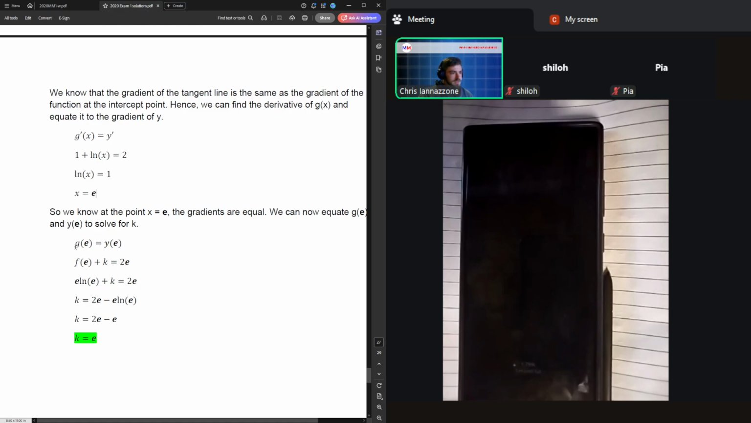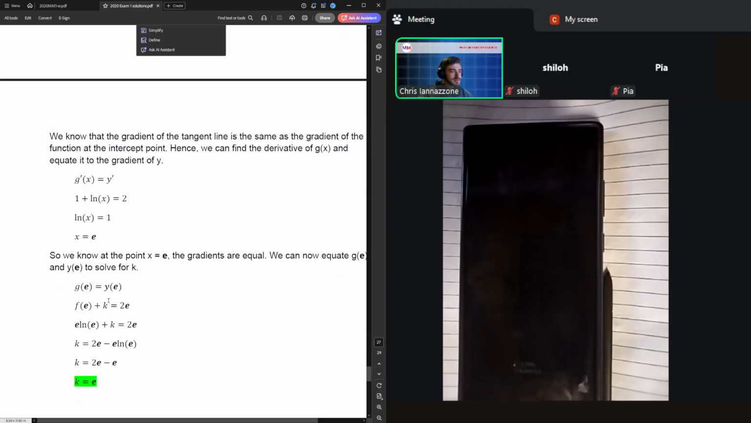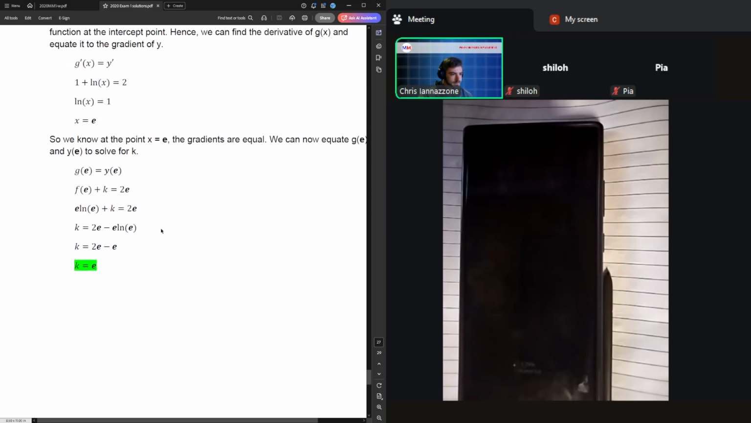And so yeah, apparently I had re-derived the entire thing again. You could have just come back to where k equals 2x minus x natural log x and just shove e in both of those spots. It's going to get you k equals 2e minus e, k equals e. So if you shift the graph up by e, then you'll achieve exactly what you're targeting there.